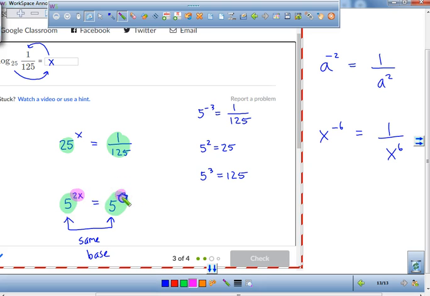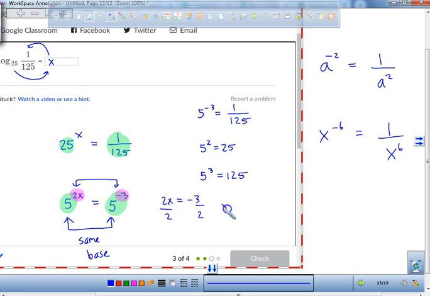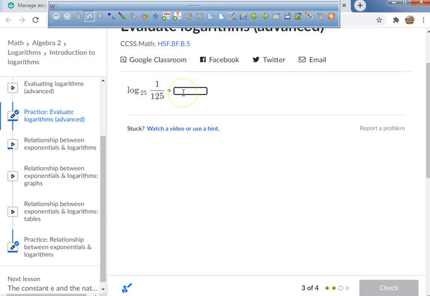Now that I've done that, what can I set equal to each other? I can set the 2x equal to the negative 3. So 2x equals negative 3. Divide both sides by 2, and x equals negative 3 over 2. Now, in Khan Academy, because it's a discrete decimal, it does not go on forever. If you wanted to put negative 1.5, that's okay. But those are the answers I'm going to type in, this one or this one. So I'm just going to put negative 3 divided by 2.